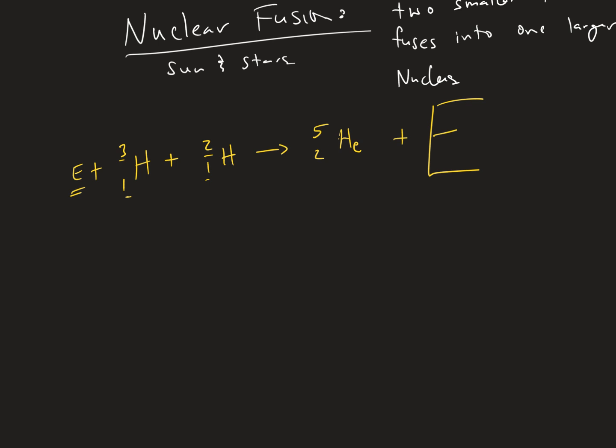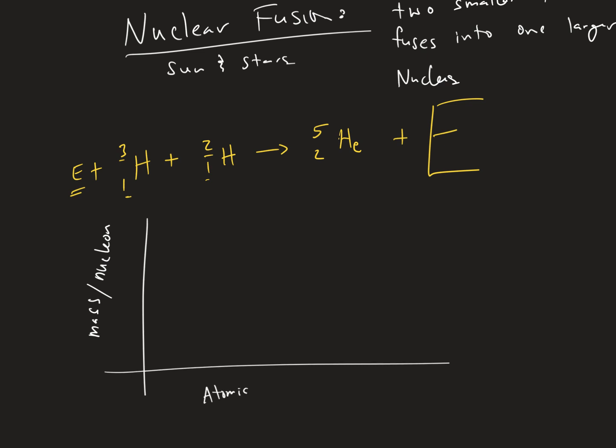You want the chart? Okay, good. So this is mass per nucleon. You remember what a nucleon is? The protons and neutrons, okay? Not just talking about just protons or just neutrons, it's all nucleons. And then here you have the atomic number, or the number of protons, right?